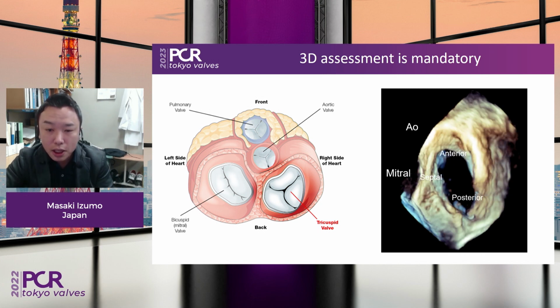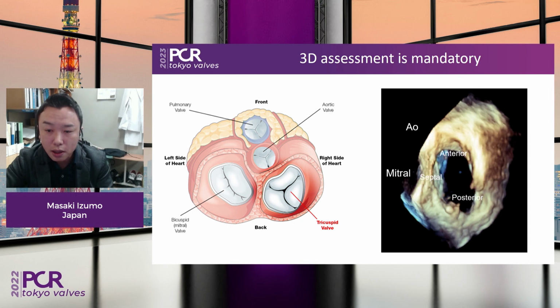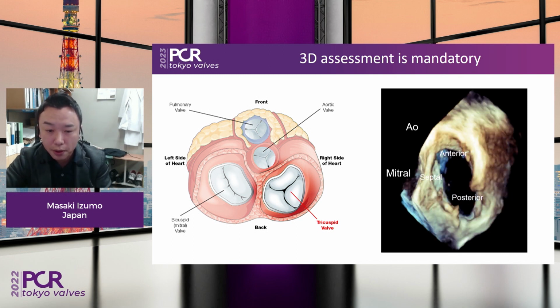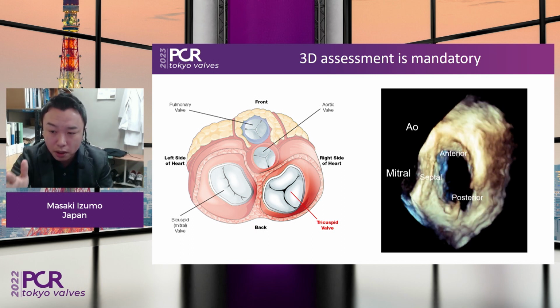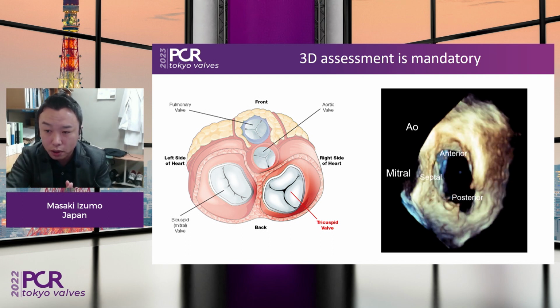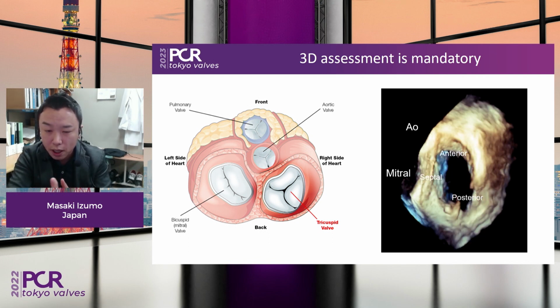3D echo is an essential imaging modality in the morphological assessment of the tricuspid valve. The general rule for guiding the edge-to-edge repair is that 3D echo should depict the aortic valve at 11 o'clock, like this, and septal leaflet at left side, as shown here.